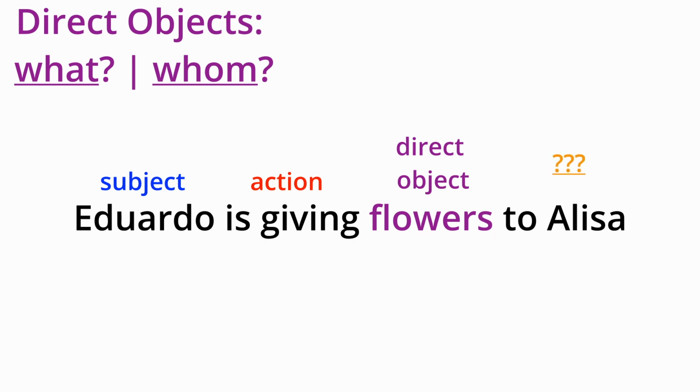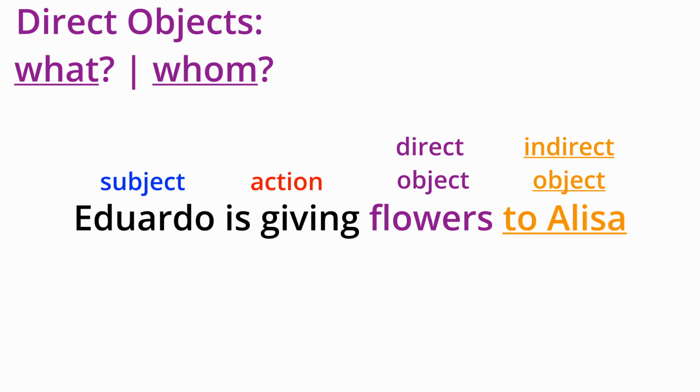What else do we have in the sentence? We have Alisa, who's receiving the flowers that Eduardo gives to her. The very same action of giving something doesn't just end with flowers. It ends with Alisa receiving these flowers, which makes Alisa the indirect object of this sentence.